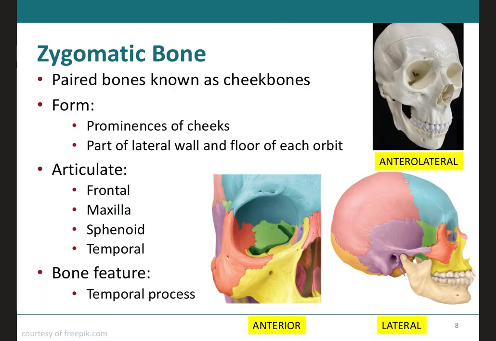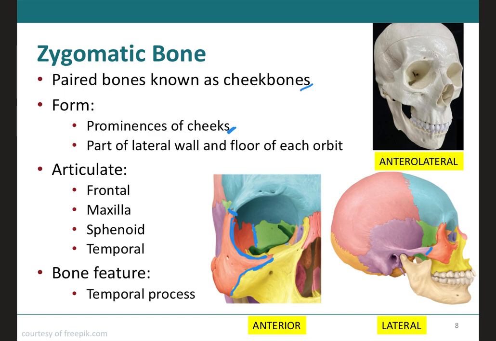Next, we have the zygomatic bone, which is commonly known as your cheekbones, and they will be the ones that will form these prominences on the cheeks, and they're also going to be part of the lateral wall and floor of each orbit, as we can see over here on this image. They will therefore articulate with the frontal bone right over here, with the maxilla right over here, with the sphenoid over here, and with the temporal bones.